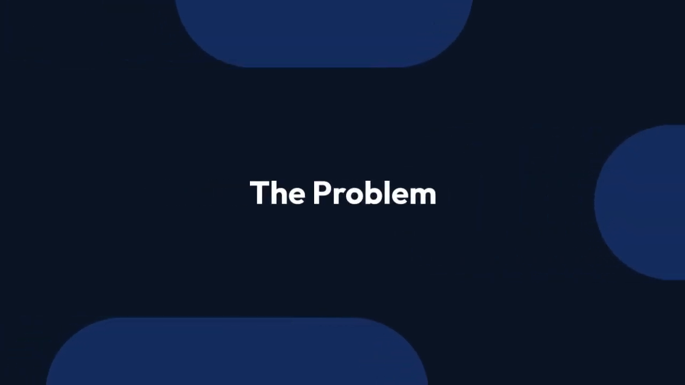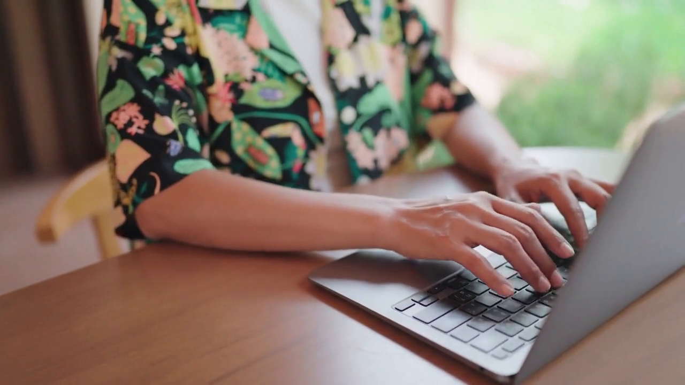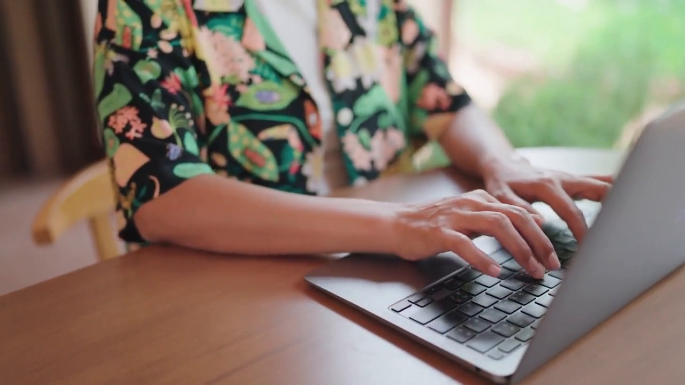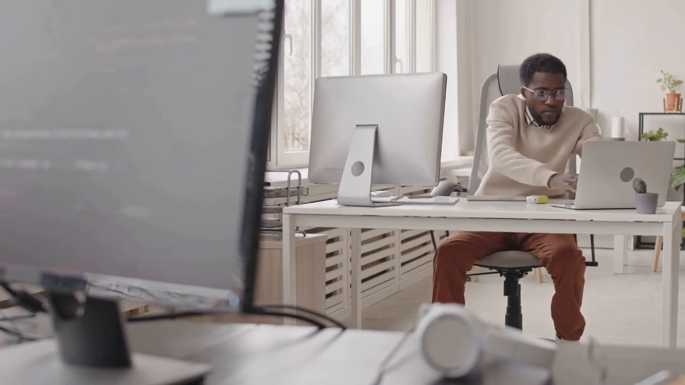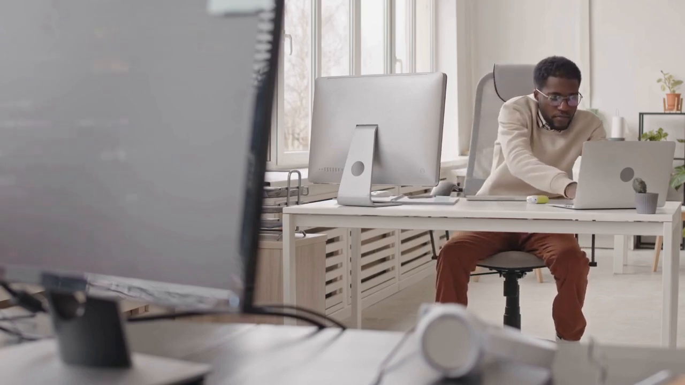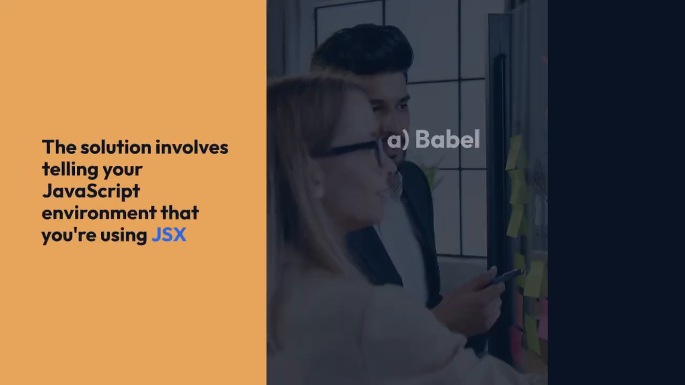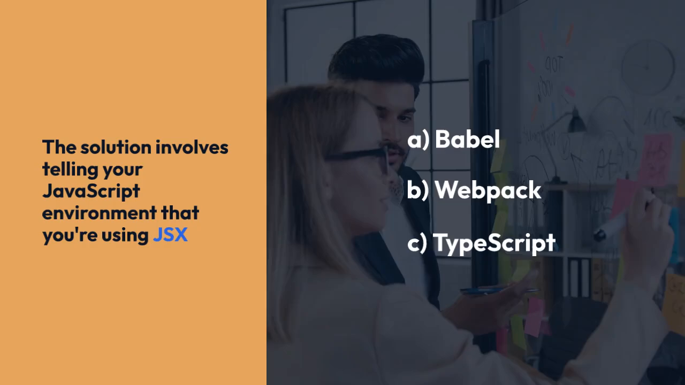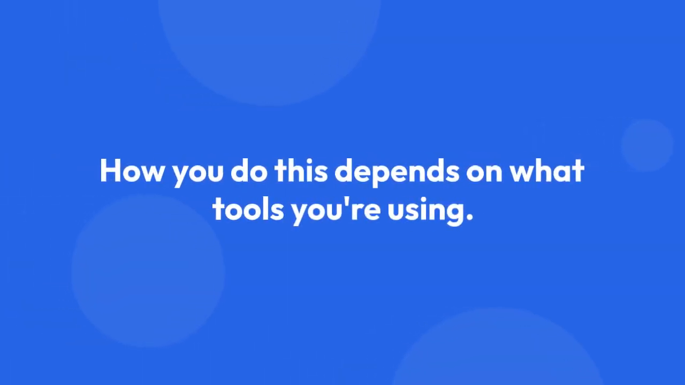2. The problem. When you try to run code containing JSX without informing your tools about it, they get confused. They interpret the div tags as regular JavaScript and naturally throw an error because they're not valid JavaScript. 3. The solution. Setting the JSX flag. The solution involves telling your JavaScript environment that you're using JSX. How you do this depends on what tools you're using.